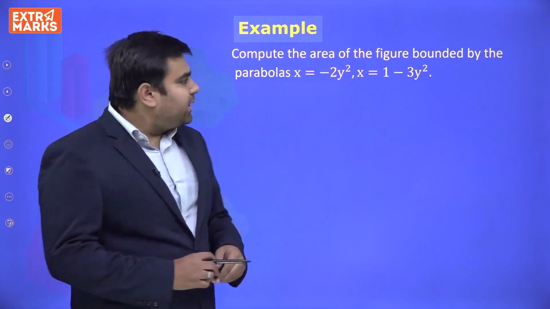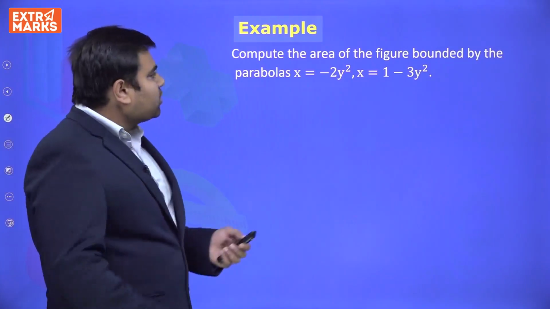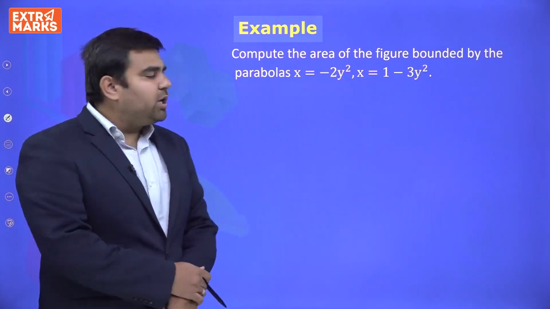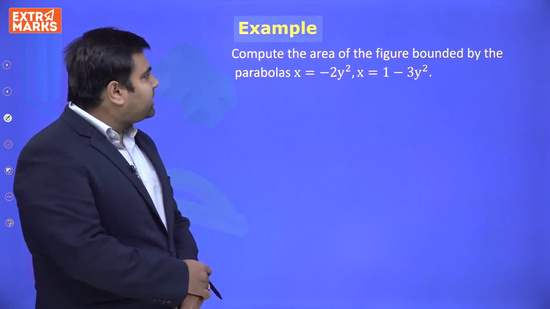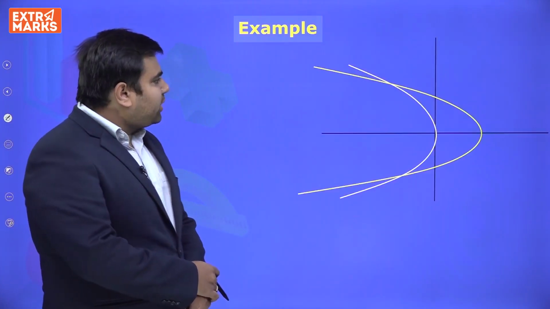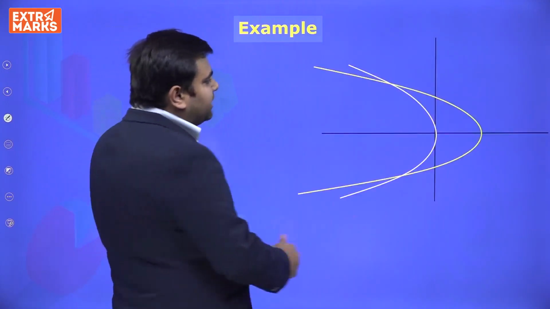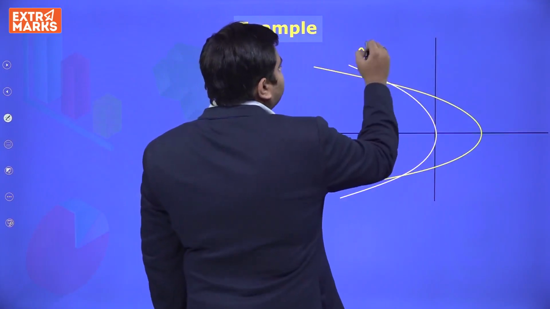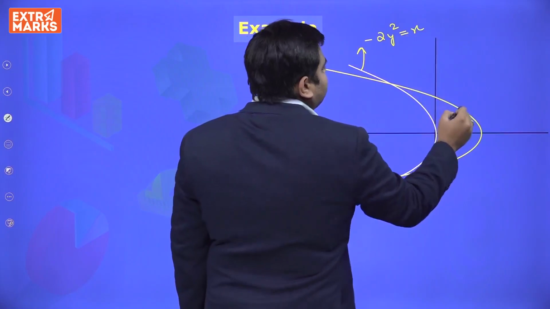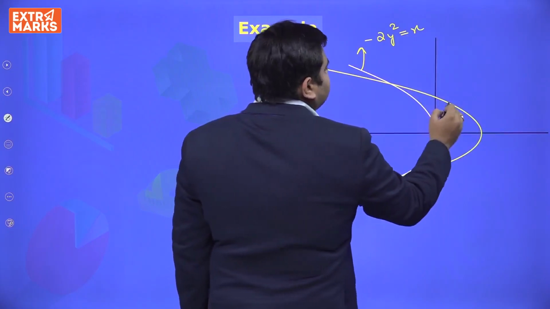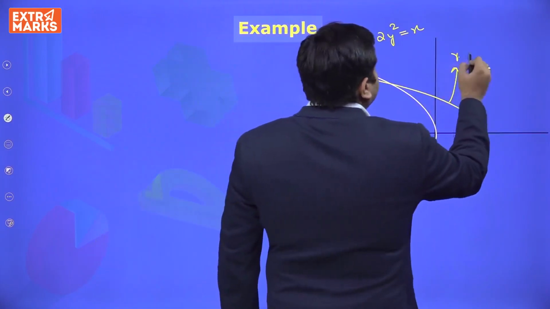Next, let's apply this in one of the problems given to us. We need to find the area between these two parabolas, x equal to minus 2y square and x equal to 1 minus 3y square. So how to find this area? This is minus 2y square. This curve is minus 2y square is equal to x. And this curve is 1 minus 3y square.